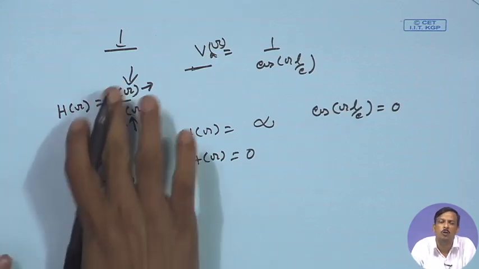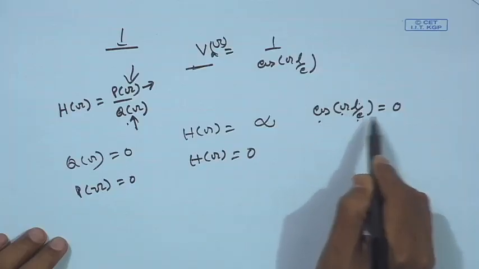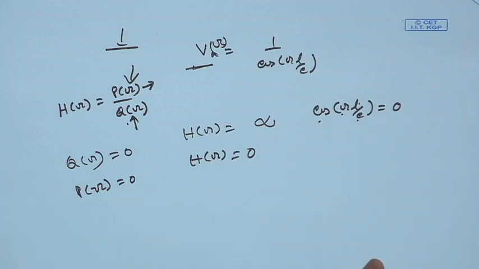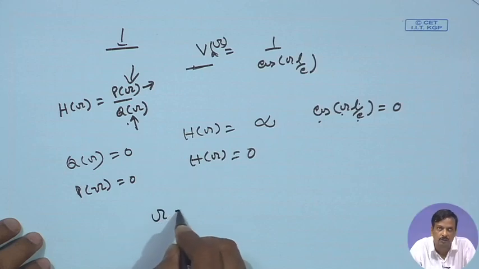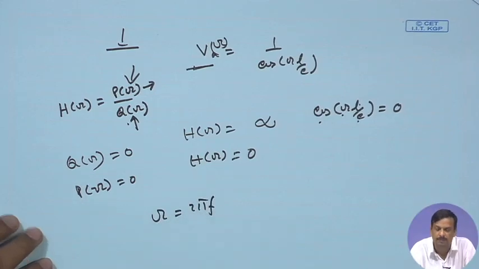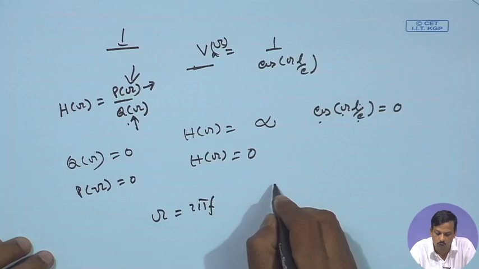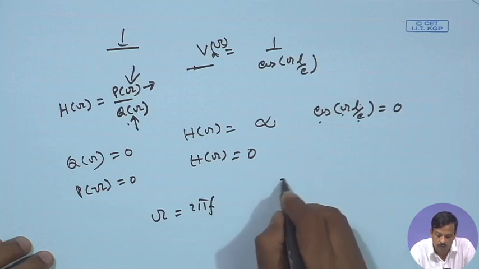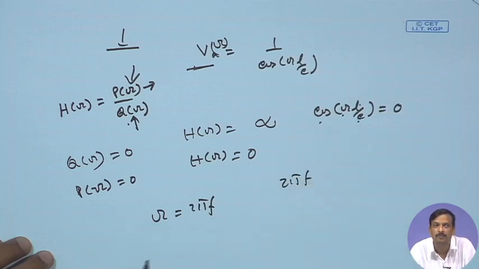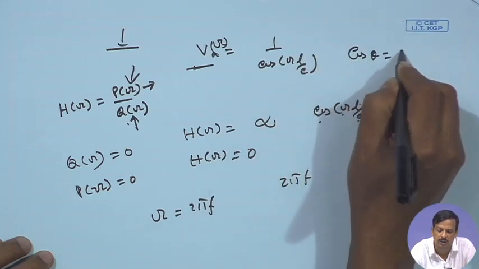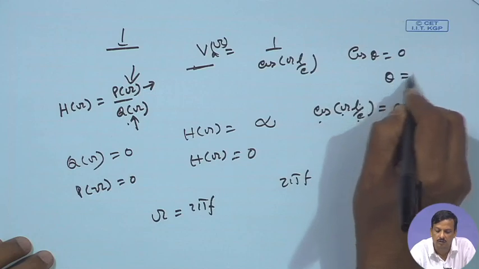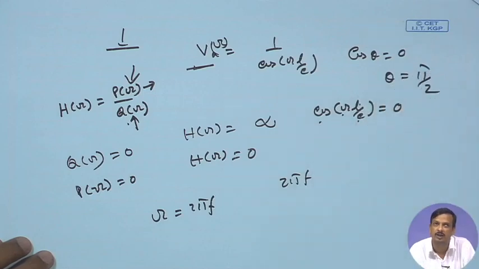So, if I want to know at which frequency this cos(omega L by C) is equal to 0, at which frequency? Omega is the continuous frequency, nothing but 2 pi f. So omega is equal to 2 pi f. When will cos theta be 0? Cos theta will be 0 if theta is equal to pi by 2.